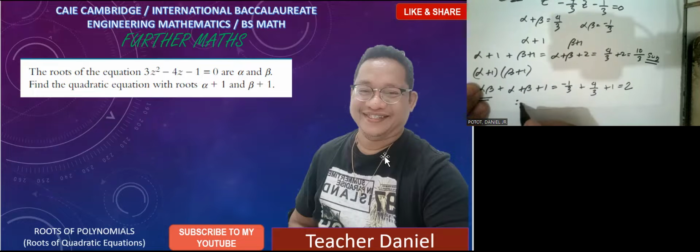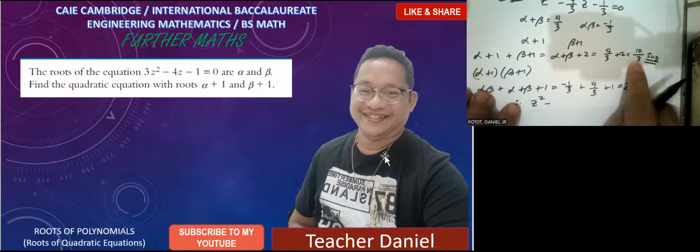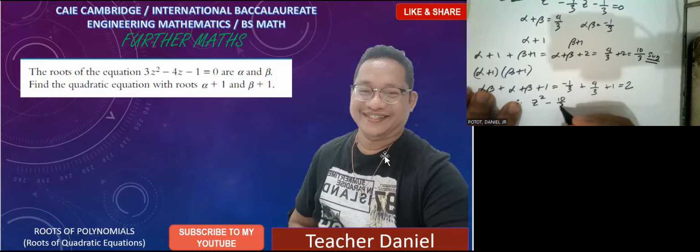Therefore, the new equation with the roots alpha plus 1 and beta plus 1 will be z squared minus the new sum, which is 10 out of 3, z plus 2 is equal to 0.